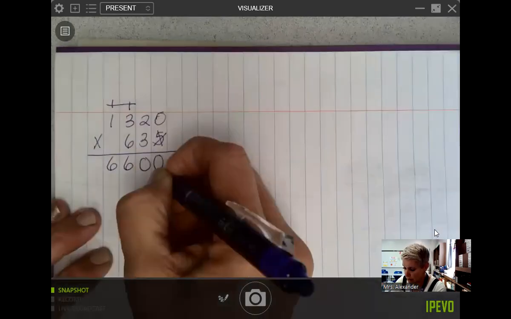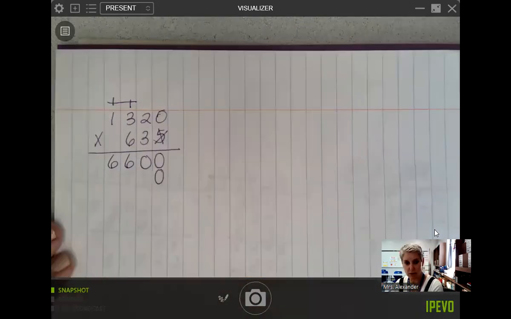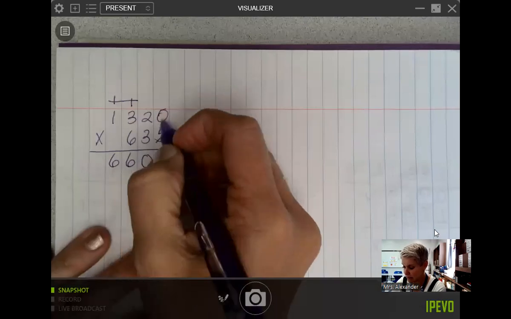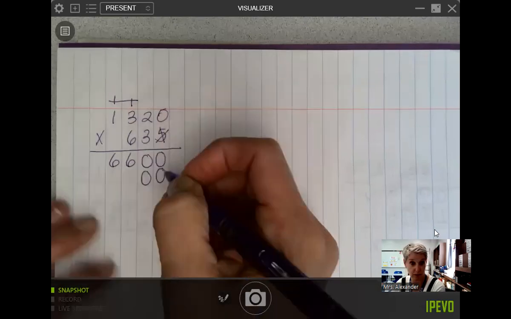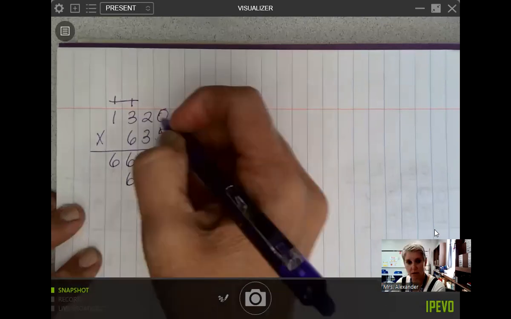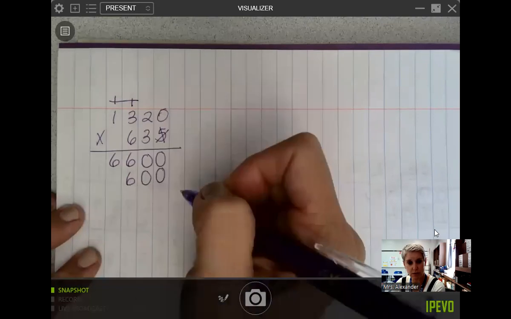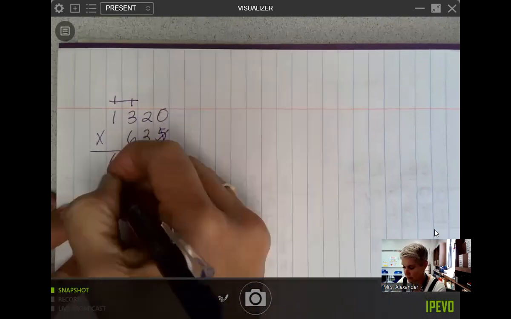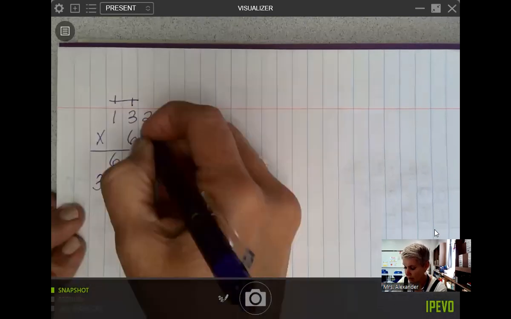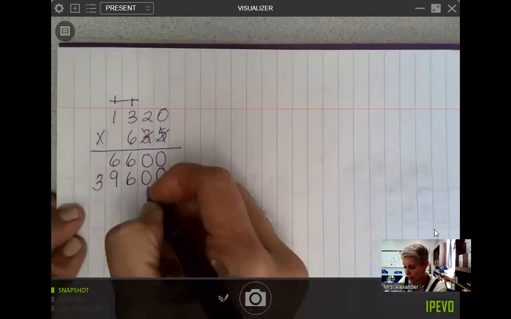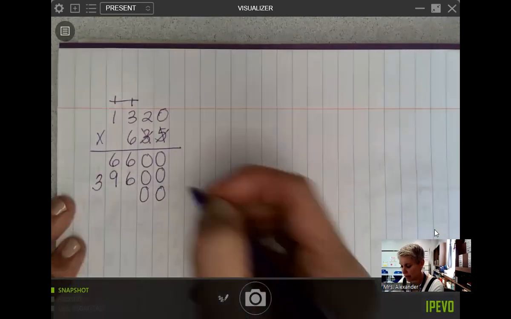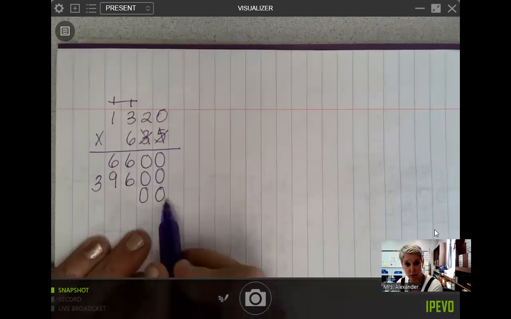I'm going to cross off what I don't need anymore. Because I'm finished with the ones in my partial products, I'll put a 0 in the ones place, and now I'll multiply by the tens place. 3 times 0 is 0. 3 times 2 equals 6. 3 times 3 equals 9. 3 times 1 equals 3. There was no regrouping, but now I'm finished with the tens place. So I have 2 zeros in my next partial product, one for the tens, one for the ones.